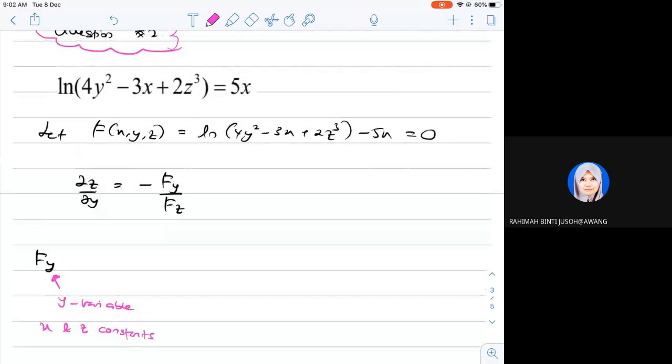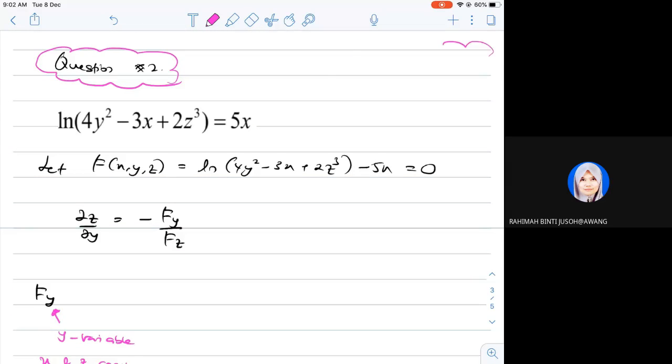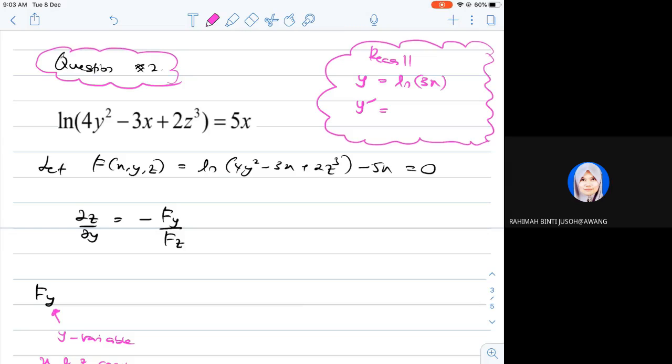Before that, let us recall how to differentiate ln. Let's say we have a function y equals ln 3x. We want to find y prime. How do we solve this? What is the first step to differentiate ln? 1 over 3x, isn't it? We have to divide it below, right? Remember? Okay, 1 over 3x, and then what to do?